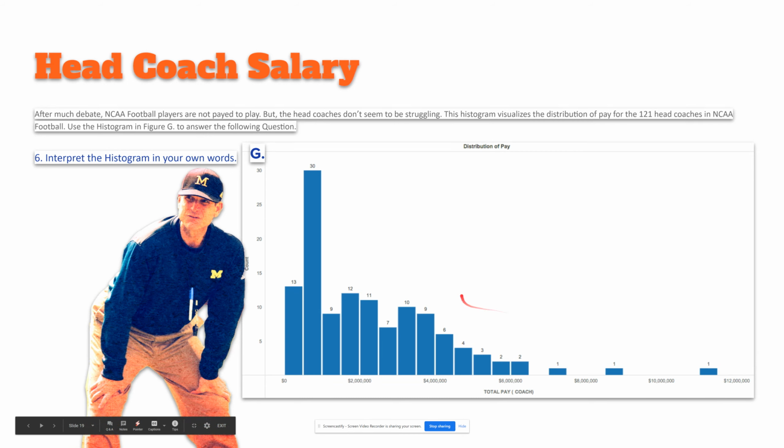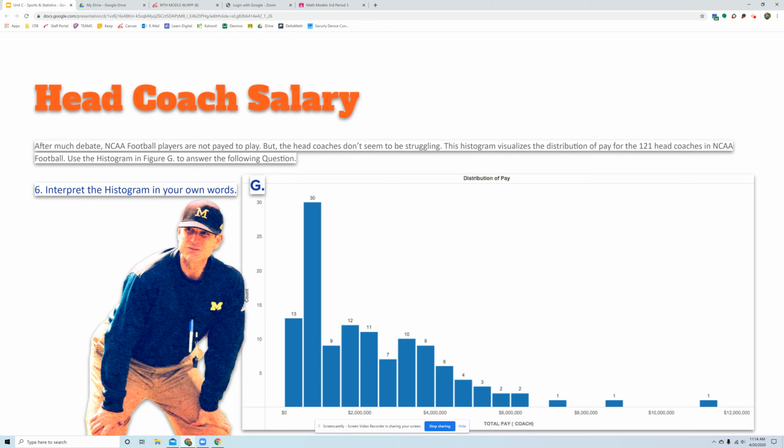So you can see here the distribution of data, the count, 30 coaches make this amount. I want you to interpret this graph on your own and submit it. Those are all of our questions. You have 6 questions. Shouldn't be too bad. If you're getting stuck, having trouble with anything, go back and watch the videos to help yourself out.